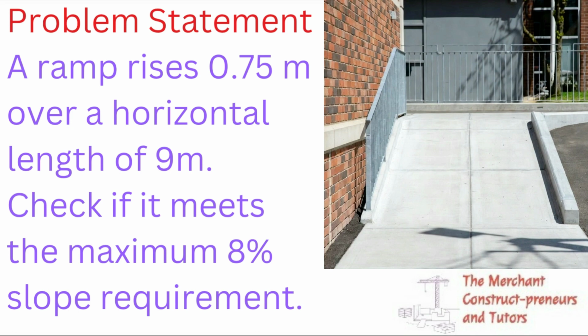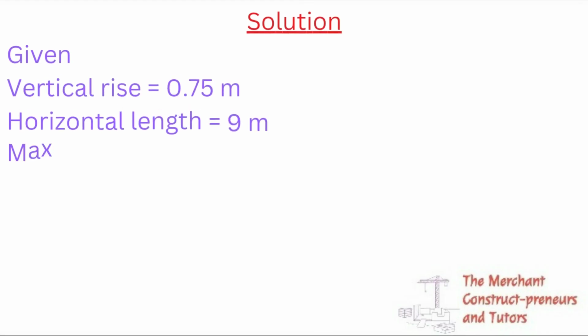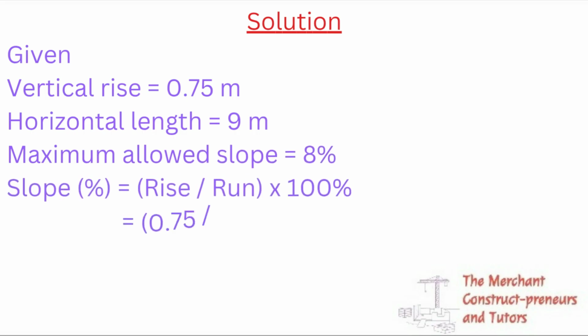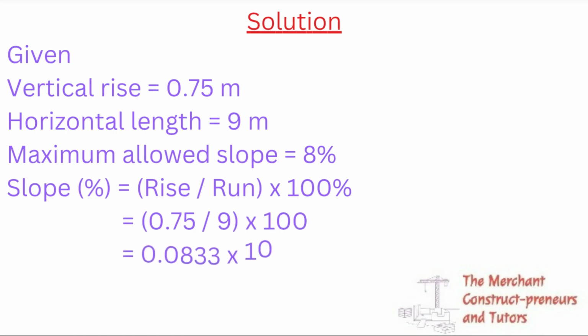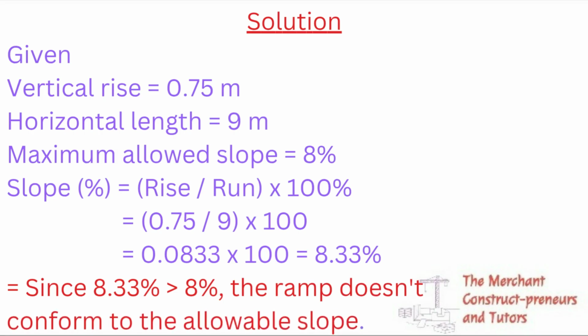Right? So first thing first, we need to calculate what the slope is, and then we'll convert it to percentage, and we'll compare it to the maximum slope requirement for the construction of a ramp. I hope this is clear. So first thing is what were we given? We're given the vertical rise as 0.75 meters, the horizontal length as 9 meters. Now the maximum allowed slope is equal to 8%. All right. So first we're calculating slope and then we're converting it to percentage.